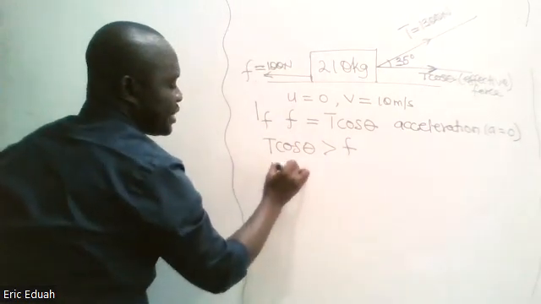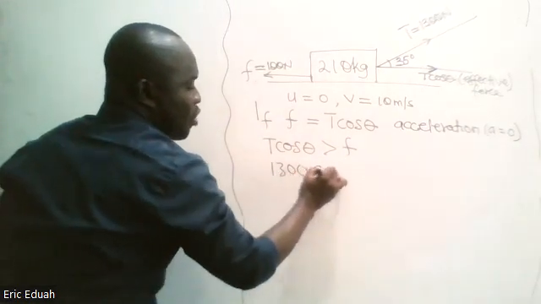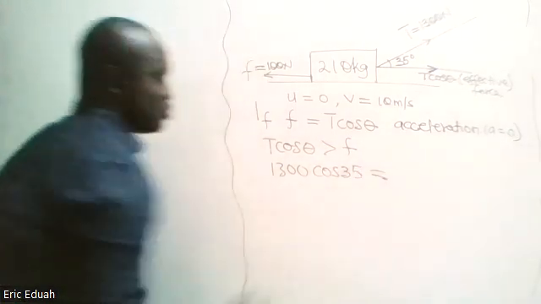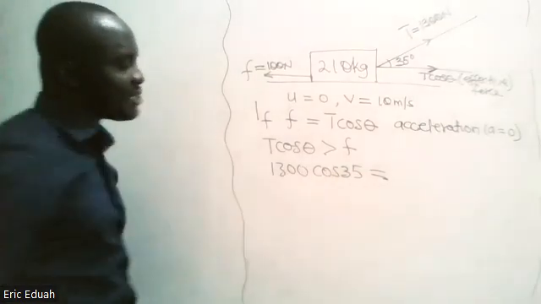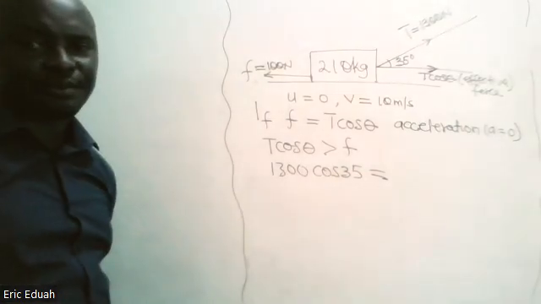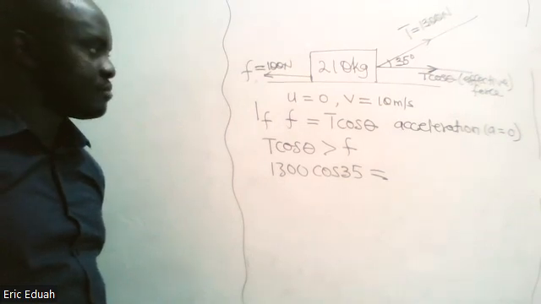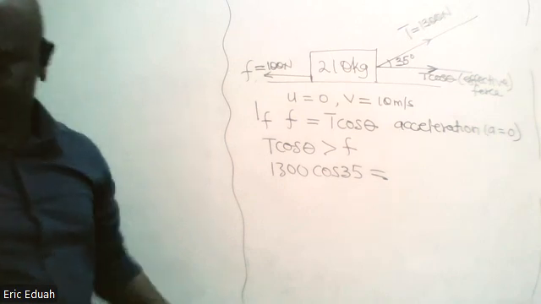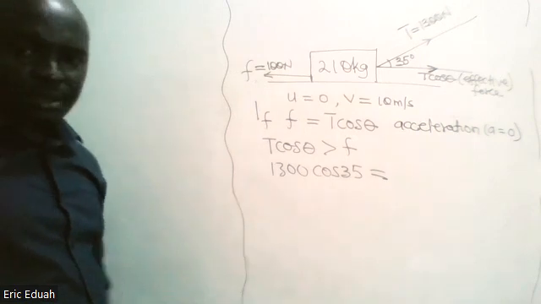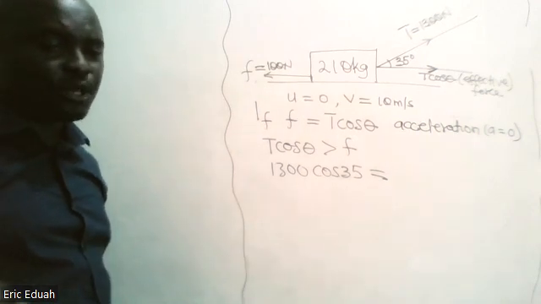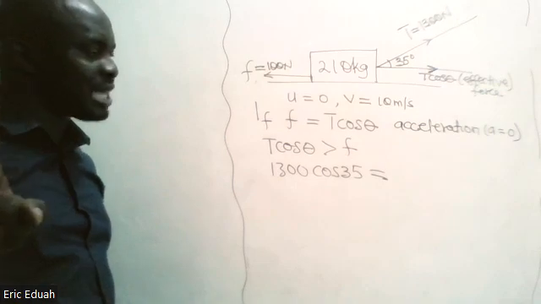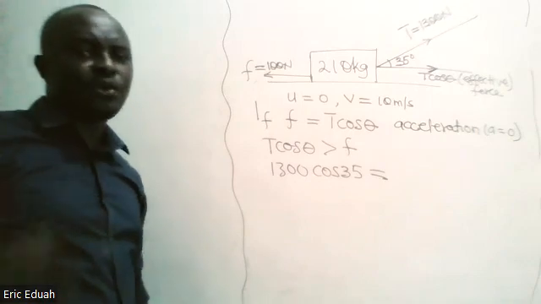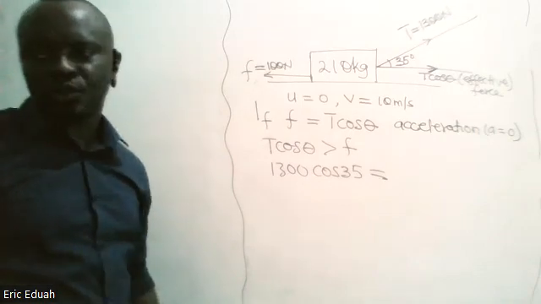T is 1,300 cos of 35. And this is equal to, please compute this for me. 1,300 times cos of 35. Quick one. Please, when you are computing, you have to be sure your calculator's angular measurement is on degree, D. The moment it's on radian, R, it affects your value.